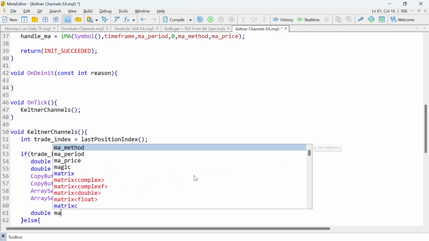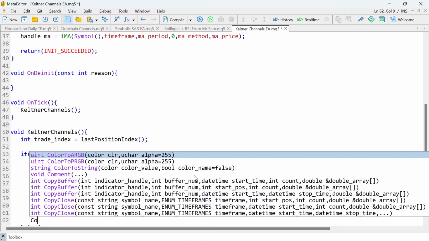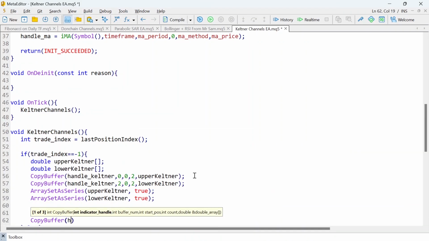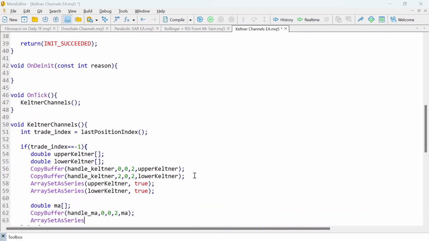Then let me quickly get my moving average values, right? So I'll say copy buffer, handle LA, then buffer of 0, start from 0. You know what? I just want 2 as well. Then dump the values here. I want to sort this as well. So I'll say sort this, please.